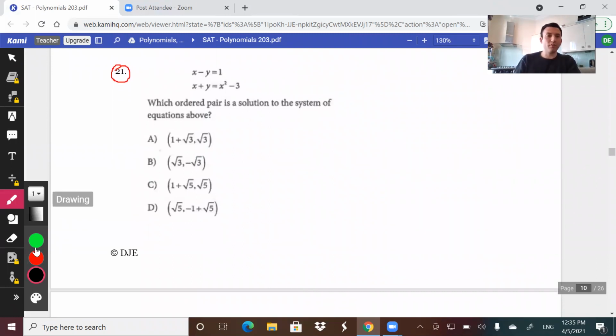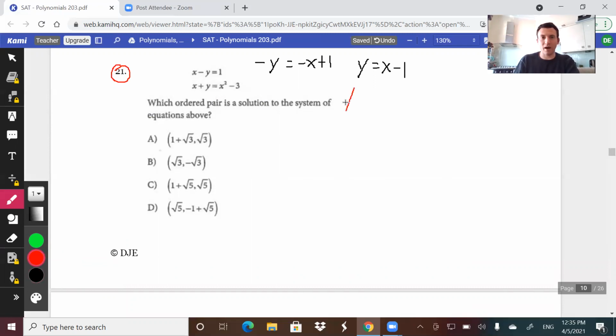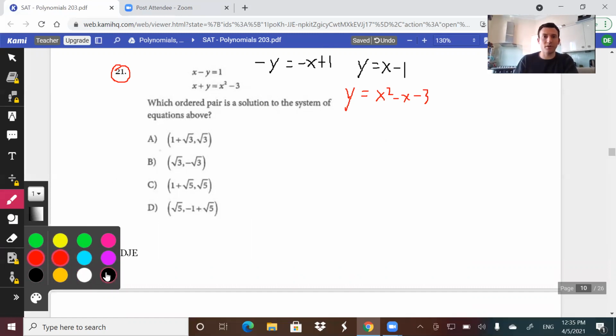So essentially what we have here, if we were to rearrange these, is the opposite of y equals the opposite of x plus 1. So that means this top equation really becomes y equals x minus 1. So that's our linear. Then what we have with this one is y equals x squared minus x minus 3. So these are our 2 equations. We have a quadratic and we have a linear equation.